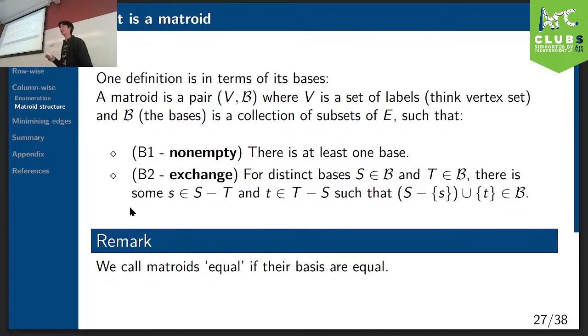And these are just, for now, kind of arbitrary properties. But because this is a well-studied structure, by showing that these two properties are true, we can call whatever we have a matroid, and then some nice known results will apply to whatever we're studying. We call matroids equal if their bases are equal. So the bases of a matroid are uniquely identified.